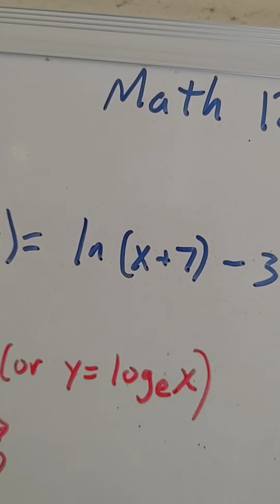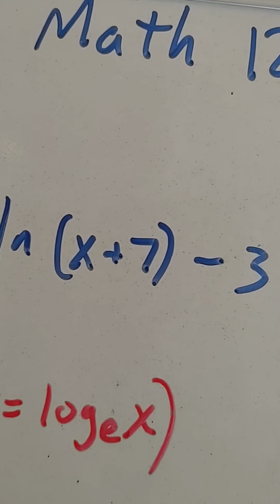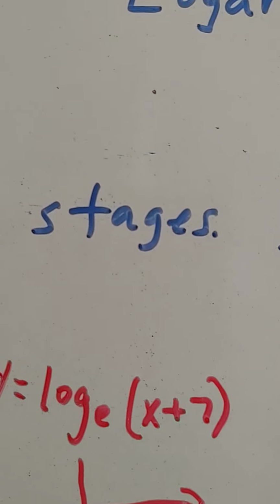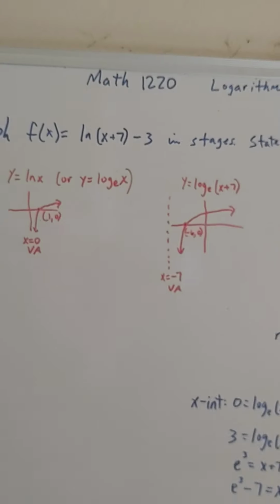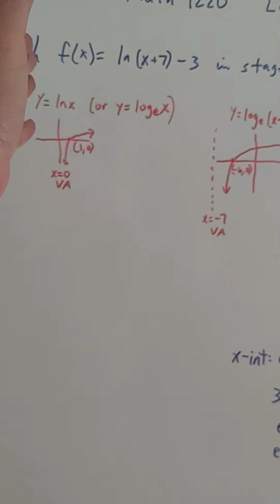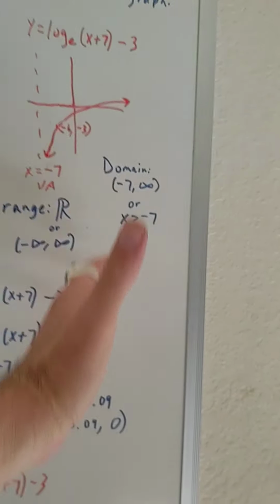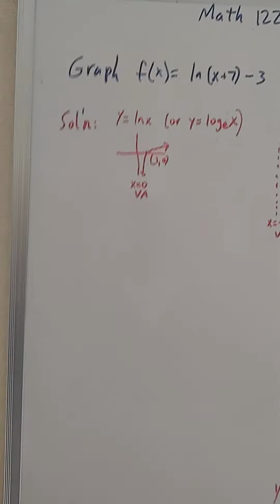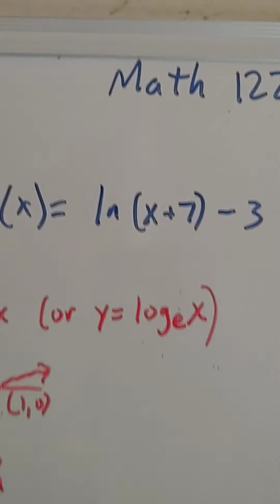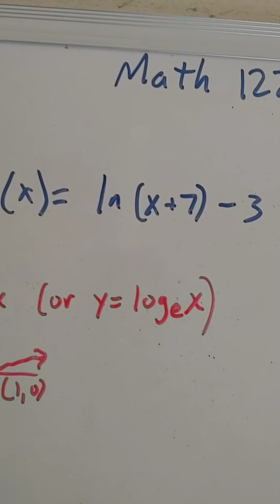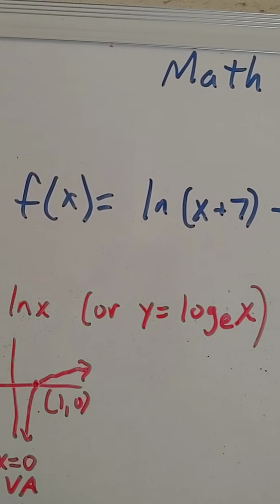Graph f of x equals ln of (x plus 7) minus 3 in stages. So start with the basic stage and go from there. By the way, this whole lesson plan is going to be going in this nice little arc, going boom, boom, boom, and then down. It's the order of events. Okay, so when we're asked to graph that function, we want to do it in stages, and it becomes very manageable to do. So it's an art form.